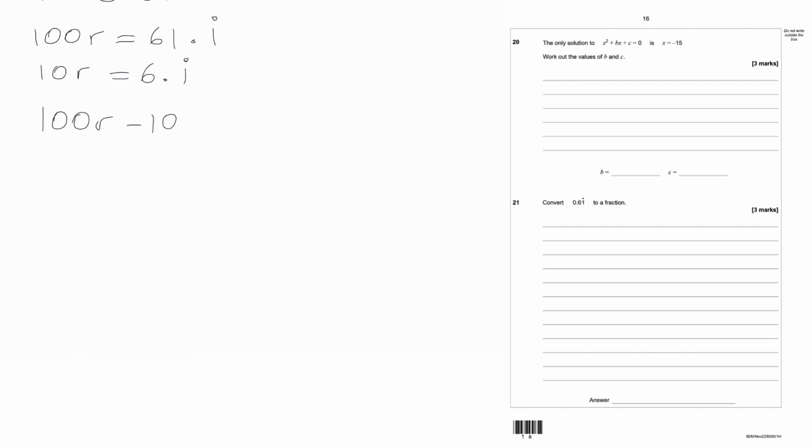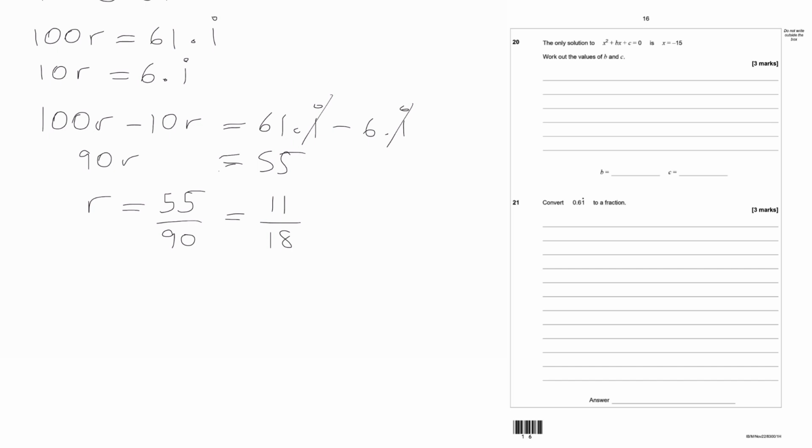So I have 100r minus 10r. So this is 61.1 reoccurring minus 6.1 reoccurring. Now I've successfully gotten rid of my 1 reoccurring, and I'm just left with 55. Now this is 100r minus 10r, so this is 90r. So what we have is 90r is equal to 55, and therefore r is equal to 55 over 90, and we can simplify this down to 11 over 18. And let's remember, this r is our 0.61 reoccurring. So what this is saying is 0.61 reoccurring is equal to 11 over 18.